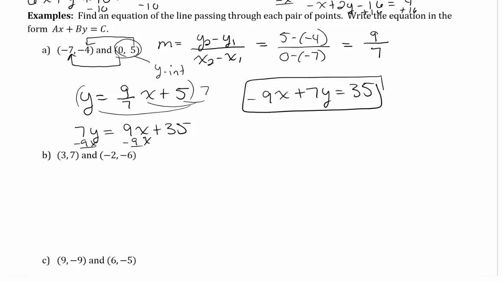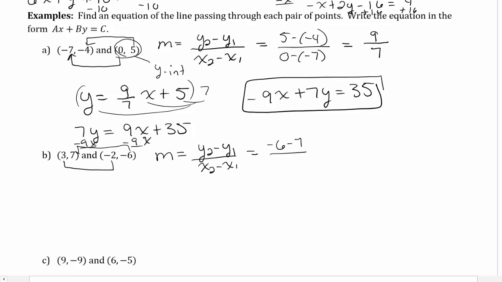Our next one, we want to write the equation of the line that passes through 3, 7 and negative 2, negative 6. So again, the first step is to calculate our slope. That's y2 minus y1 over x2 minus x1. Negative 6 minus 7 over negative 2 minus 3. Negative 6 minus 7 is negative 13. And negative 2 minus 3 is negative 5. So that's positive 13/5. Remember, a negative divided by a negative is positive.